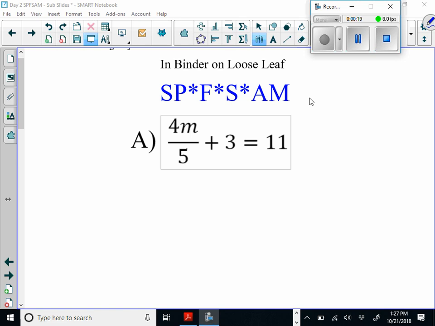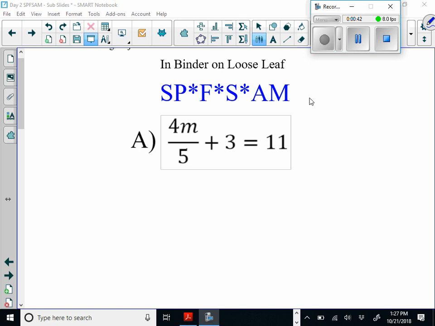So while you're getting your binder out, finding that page, I just want to talk about what we're going to look at today. So we're going to look at 5 problems. 4 of those are just going to be equations dealing with fractions, because we got to practice fractions. That's always what gives people problems. And then the last problem we're going to look at is just going to be a simple word problem where you have to write an equation and then solve it.